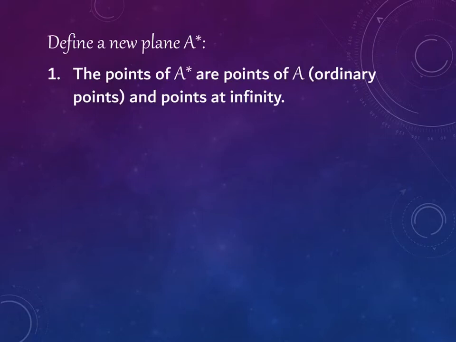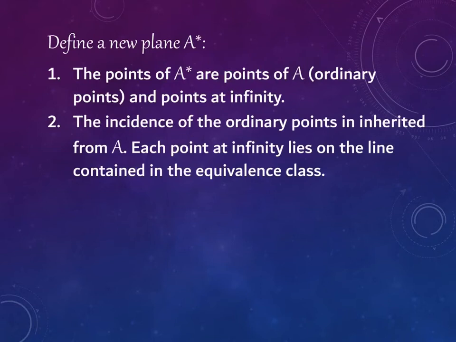Those are our points. Anytime we're working with incidence axioms, we talk about points, we talk about lines, we talk about incidence, right? So this is our situation of what our points are. Our points are the original points we had plus these new points that we've created. Incidence of the ordinary points is inherited from A. In other words, if two points were on a line in A, they're on a line in A star as well. Each point at infinity lies on the line contained in the equivalence class. So this is how we're defining incidence.